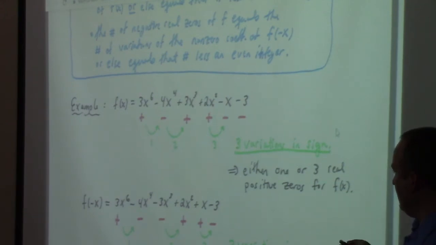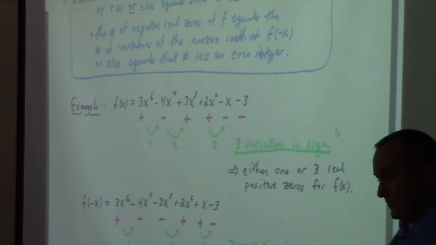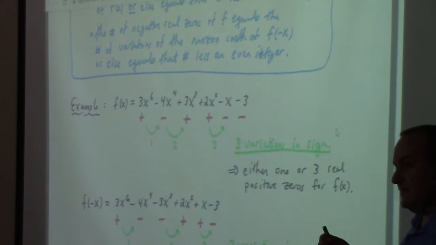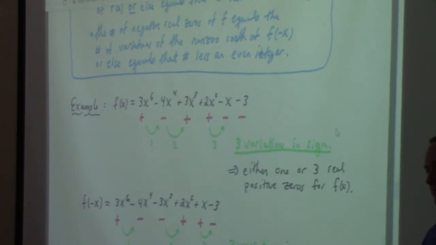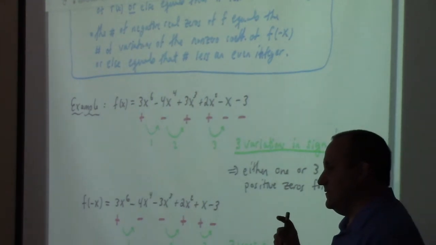So what Descartes' rule of signs says is that there's either one or three real positive zeros for f of x. That's pretty neat, because if you were to look for where f of x is equal to 0, and you needed your answer to be positive, this would tell you that you could either have one positive solution to f of x equal to 0, or you could have three positive solutions to f of x equal to 0. But you couldn't have 4, for example. You can't have 2 either, right? You might be able to have 2 in the sense that you'd have 3, but one of them's repeated. I'm not sure about that.